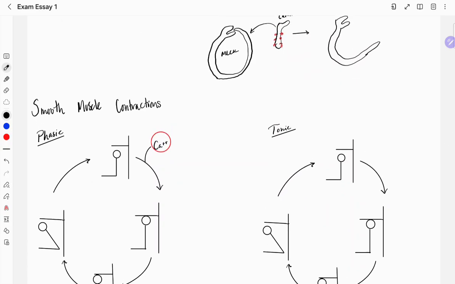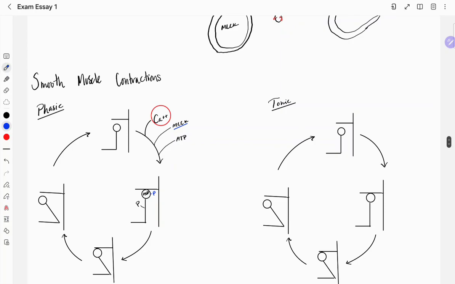So a kinase is going to add phosphates, right? So we have our MLCK, myosin light chain kinase, and it's going to use ATP to come over here, and we have our ADP here and a phosphate, just like in skeletal muscle. But now, because it's MLCK, got an additional phosphate here. And as normal, this myosin is going to bind here to the actin.